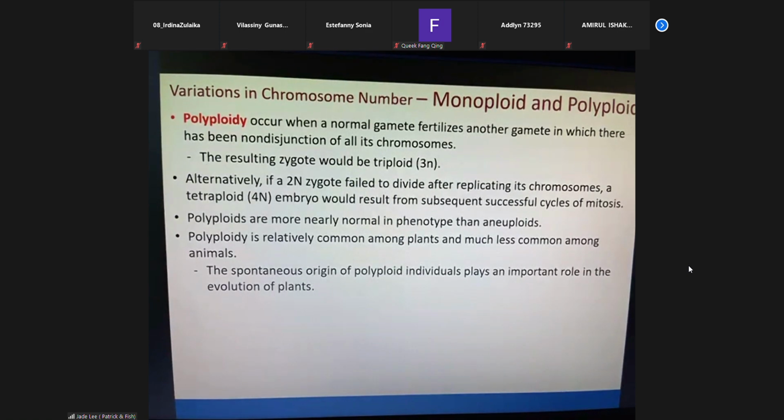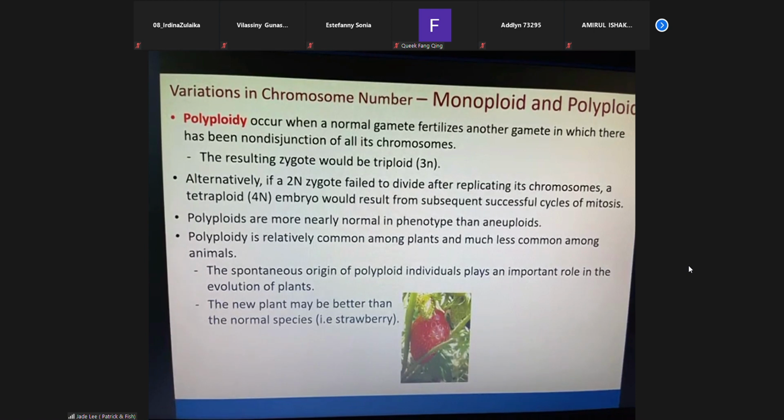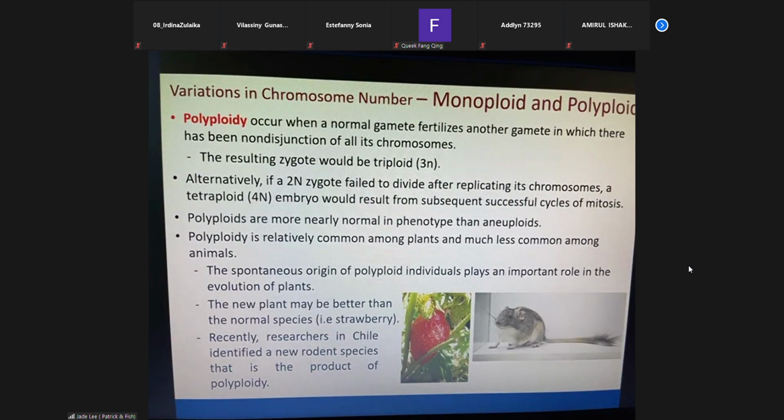Some spontaneous origins of polyploid individuals play an important role in the evolution of plants, and new plants may be better than a normal plant, for example strawberry. Because of polyploidy, dia menjadi manis dan dia punya color very nice. Some of the pisang also the same. Researchers in Chile identified a new rodent species that is a product of polyploidy. This is one of the examples of the rodents. This is polyploid.